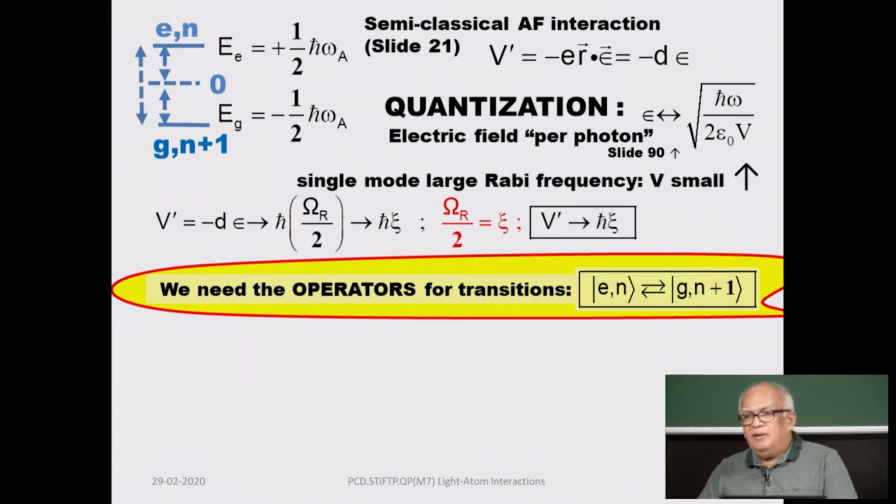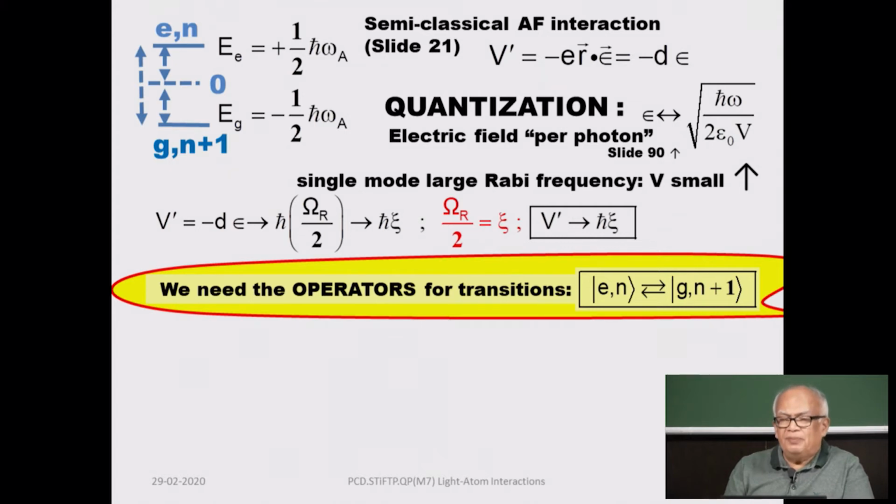And now what we need is to write appropriate operators to represent the transitions from the excited state of an atom with n number of photons, n can be 0 or more, to the ground state with an extra photon, which will be n plus 1. Okay? So, you can have a ground state with n plus 1 photons, 1 photon gets absorbed, you go to the excited state with 1 photon less. So, that will be E comma n, or the reverse transition, which will take you from E n to G n plus 1.